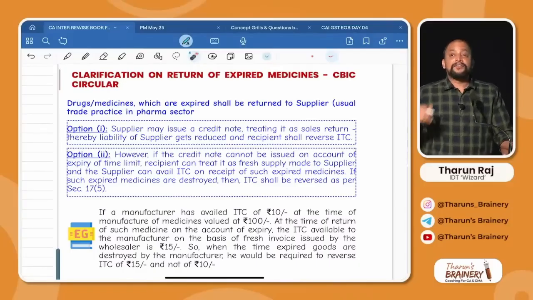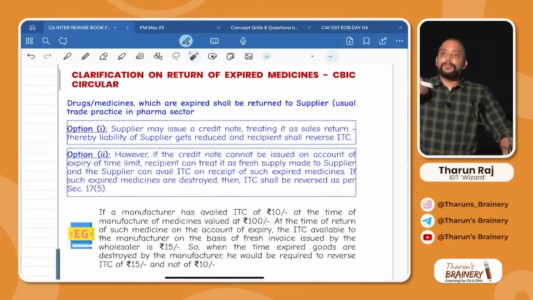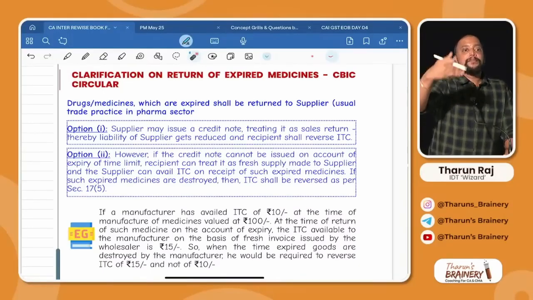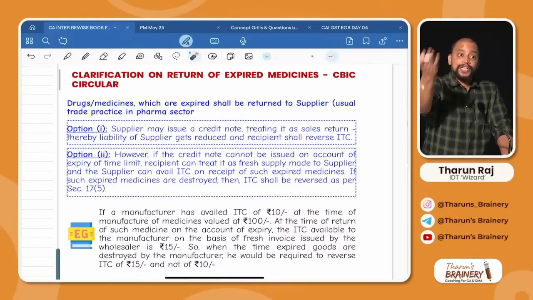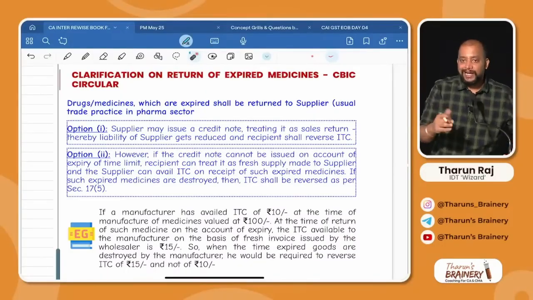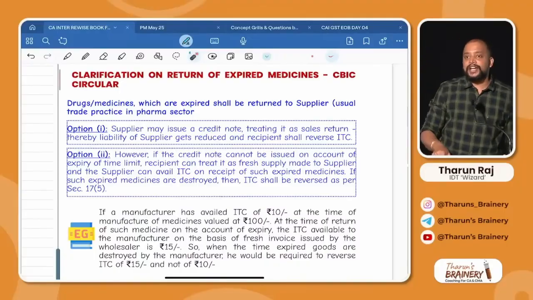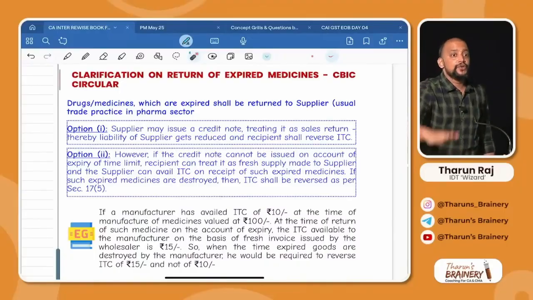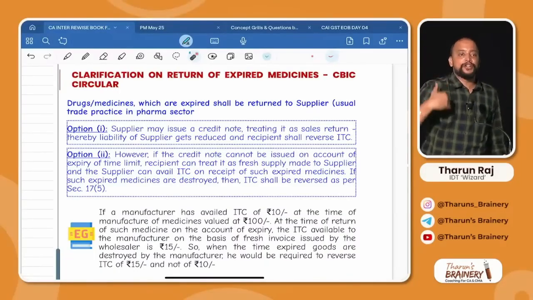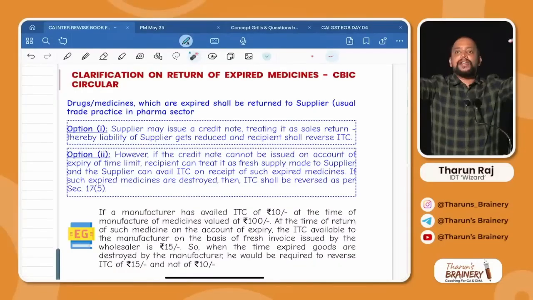They are telling, whenever the medical shop returns the medicines to the manufacturer, it should be like a new sale made by the medical shop to the manufacturer, like that you treat. If credit note can be issued, well and good. If credit note cannot be issued, then only they are creating this alternative. You are a medical shop, you raise invoice to me like as if you are selling to me. Already you have ITC on the medicines purchased. Now you are raising invoice to me.